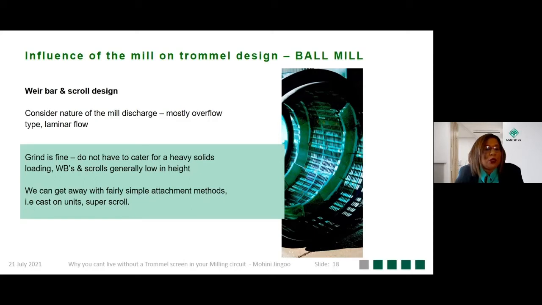When we look at that, we look at the nature of the mill discharge. It's mostly overflow type and it's mostly laminar flow. Because the grind is fine, we do not have to cater for heavy solids loading. The wear bars and the scrolls are generally low in height. We can get away with fairly simple attachment methods. That is your cast on scrolls and your super scroll.